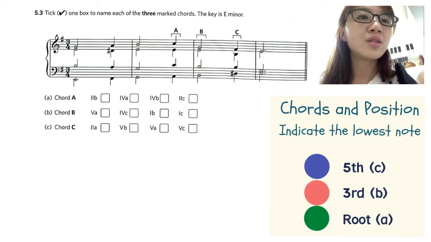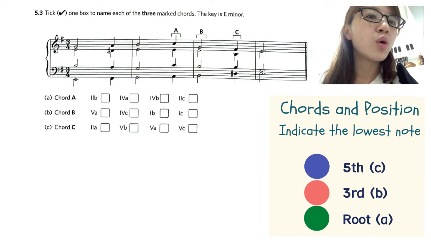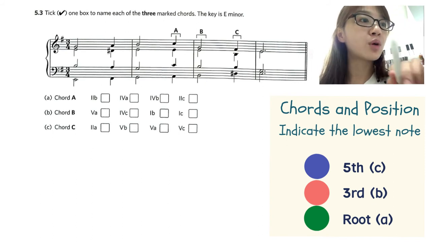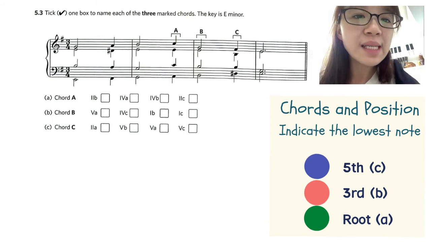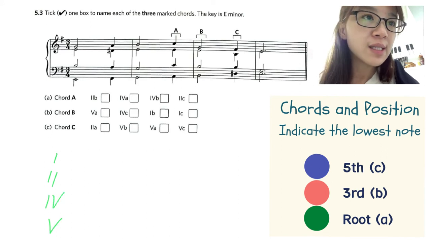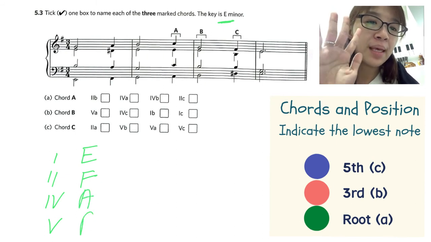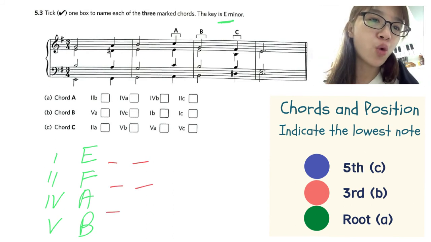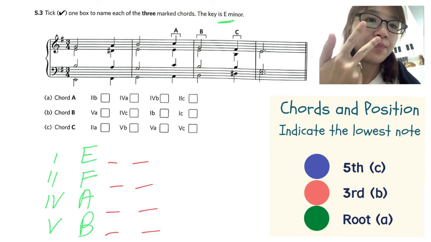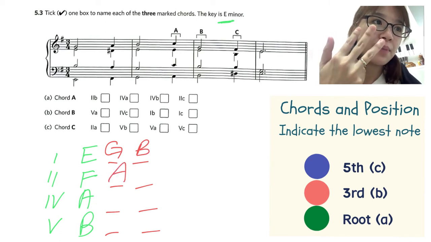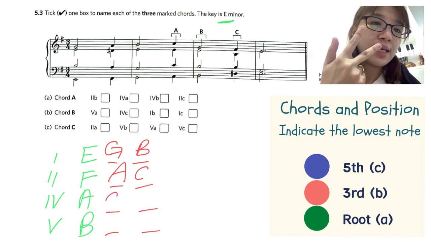For this question, the student not only needs to know the chords, the student also needs to indicate the lowest note. Let's start on E minor and build the chords 1, 2, 4, 5, like what we have done previously, starting on E. So E, F, G, A, B. Now build the third note and the fifth note of each chord. E, F, G, A, B; F, G, A, B, C; A, B, C, D, E; B, C, D, E, F.